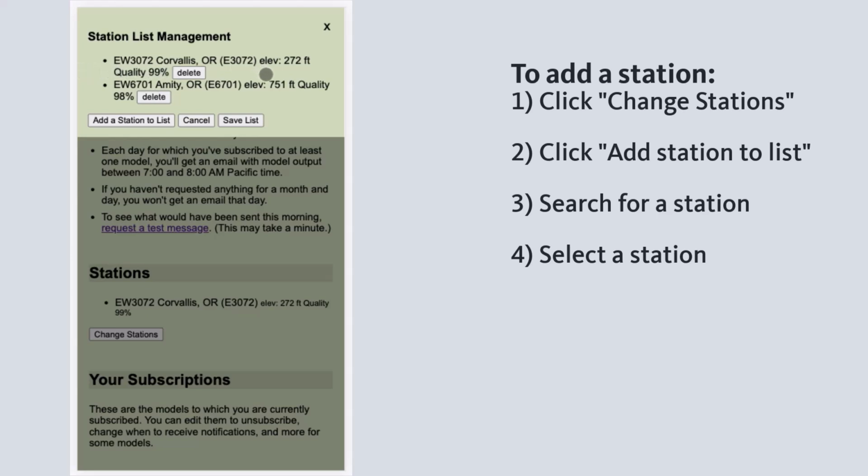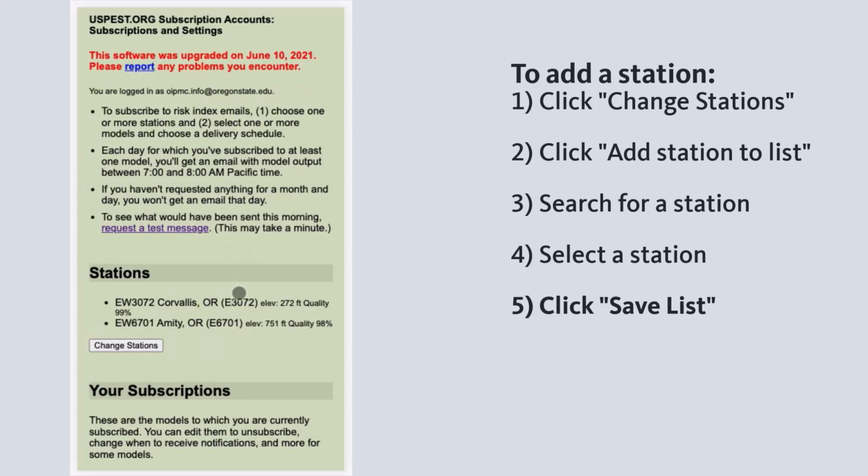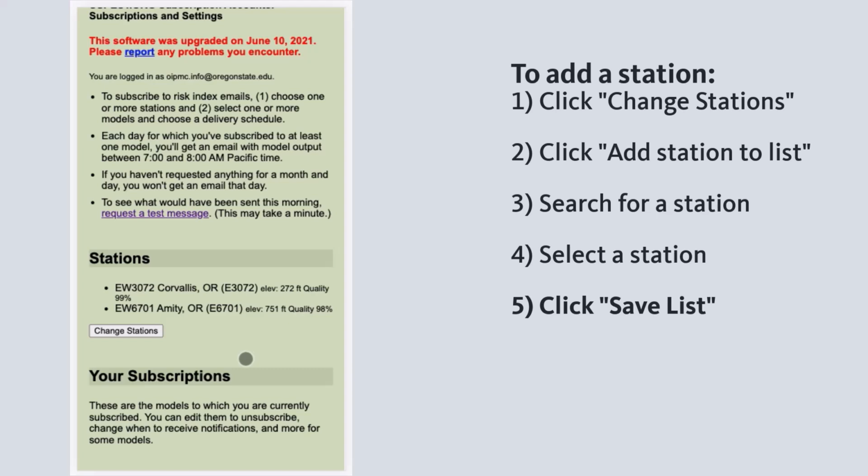I'm going to leave that one on just so when we look at the data, we have a couple of different things to look at. Once you're satisfied with the stations that you selected, you can make sure that you click Save List to add those. And under stations, you can see now I've got Corvallis, Oregon and Amity, Oregon as my stations.